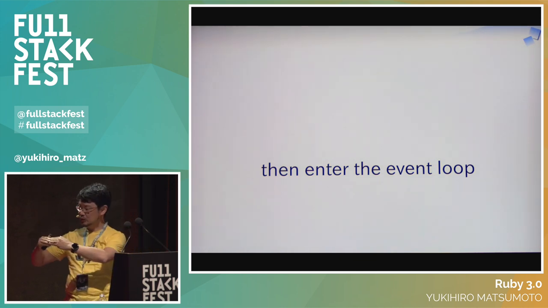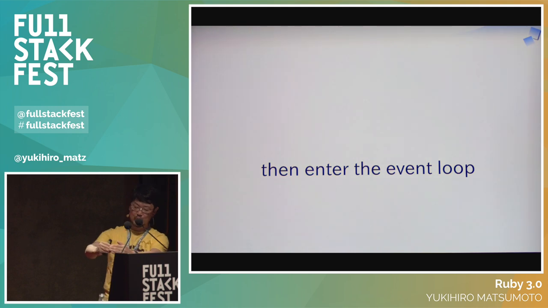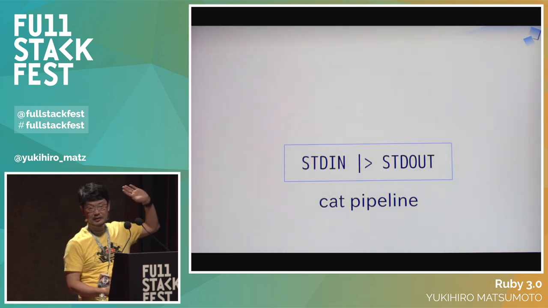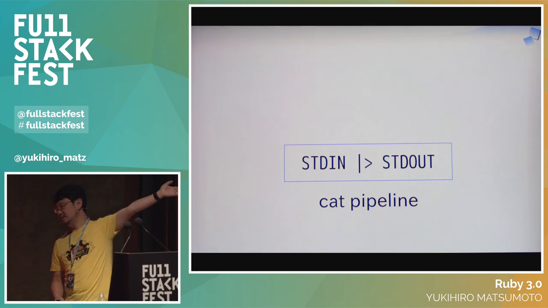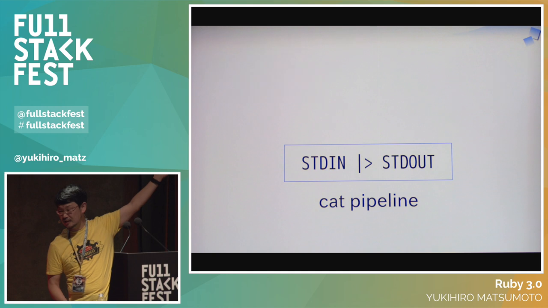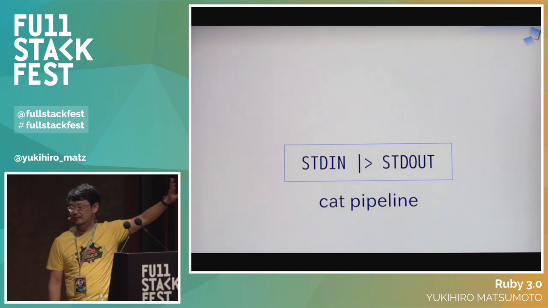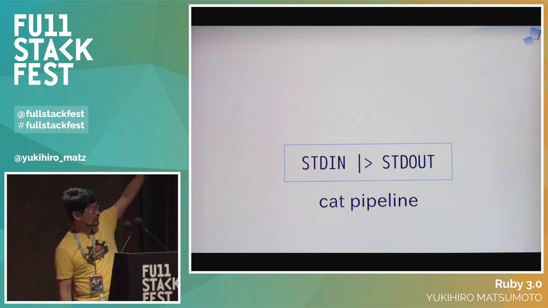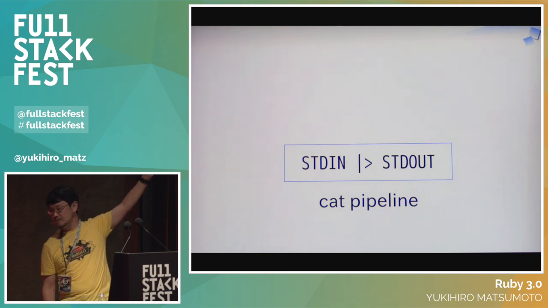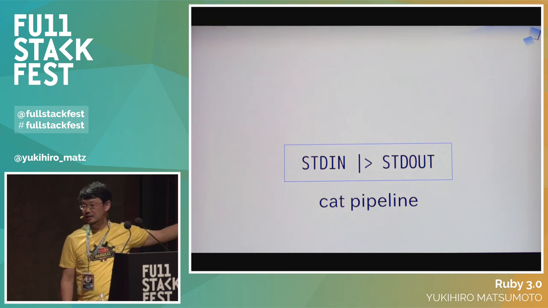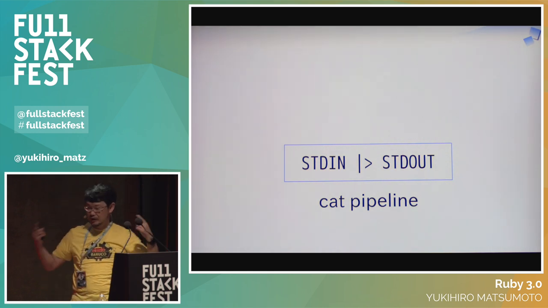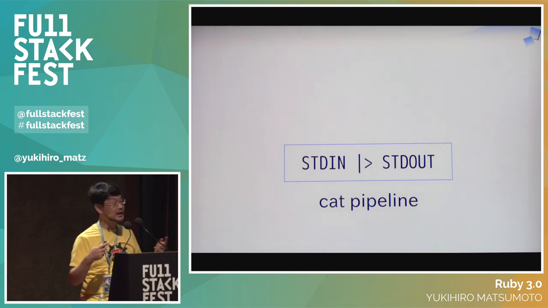Then at the end of the program, the virtual machine will enter the event loop. Take the simple cat one. This program creates the pipeline. At the end of the program, the Ruby virtual machine will enter into the event loop. Then the event loop reads the input from standard in to standard out. Then when the input is closed, the event loop will finish. This is a simple cat program.